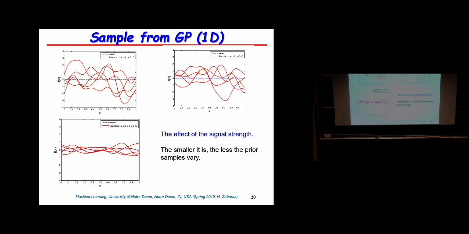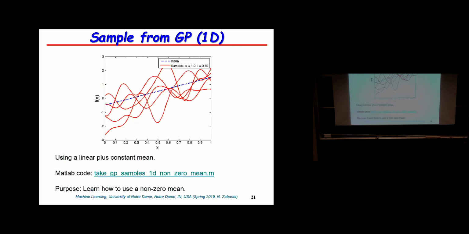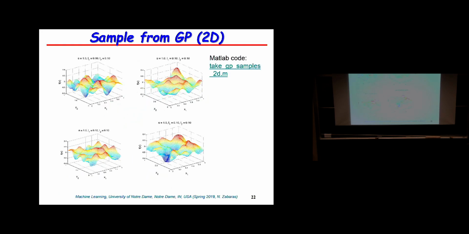You can play with the signal strength, and you can see the smaller the strength is, the less the samples from the GP vary. The higher the strength, here it's 1.5, and here is 1, and here is 1.5. Here is the same thing. The only difference is that the mean value in the GP is non-zero. These are samples in 2 dimensions.